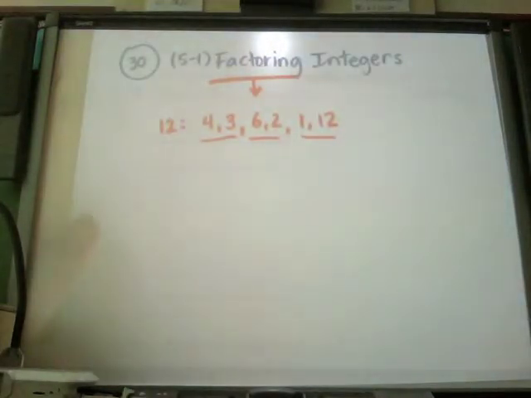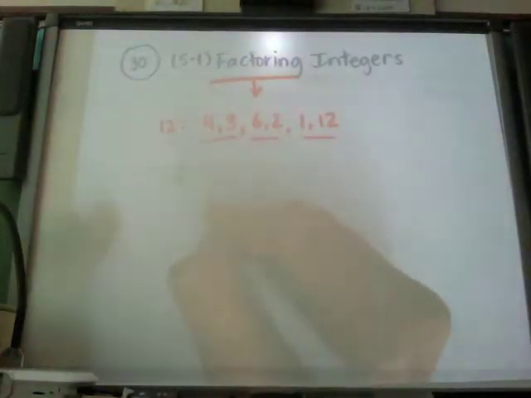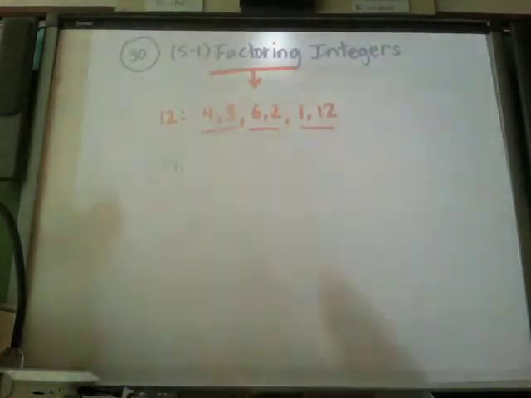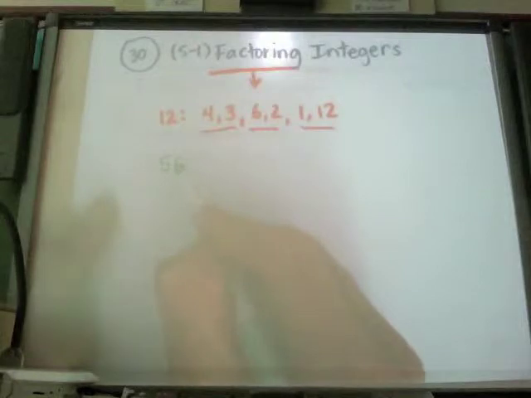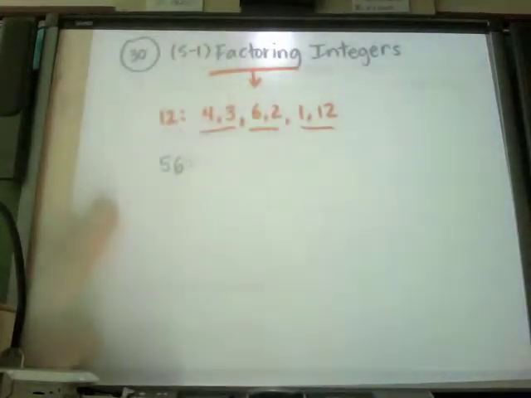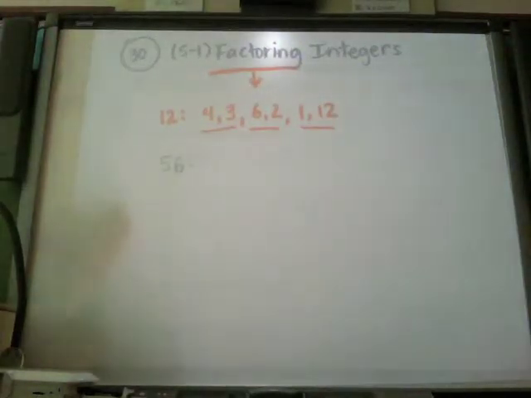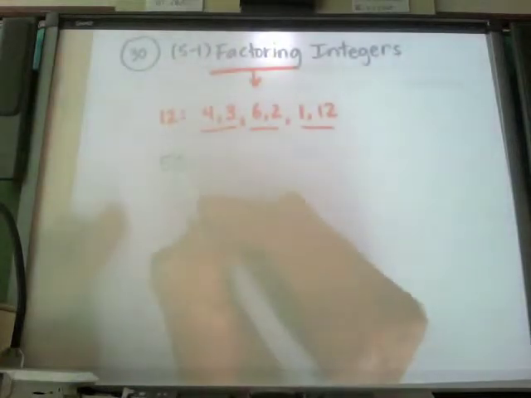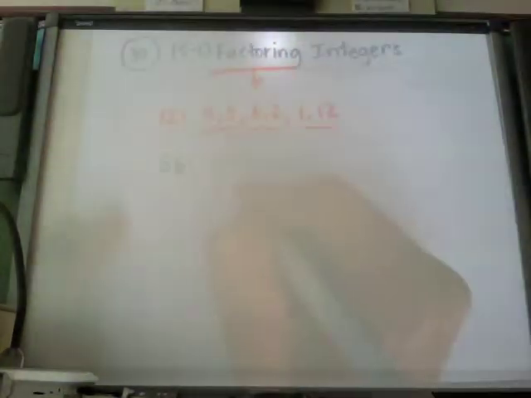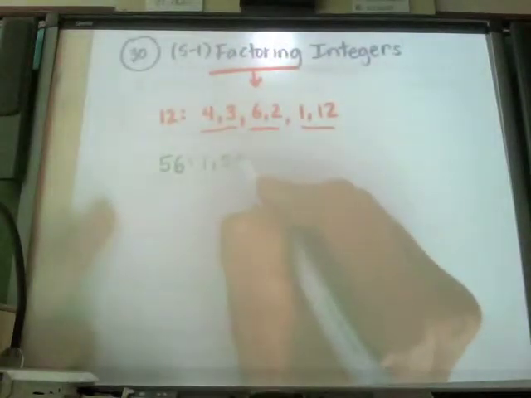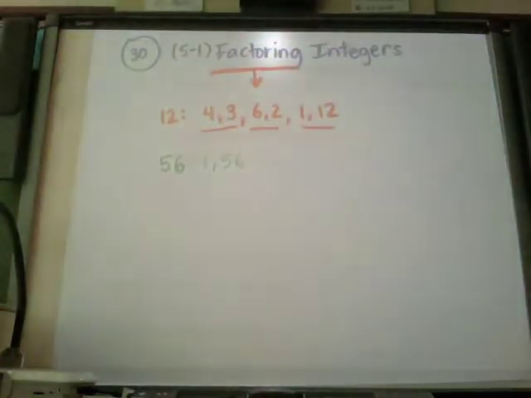Let's try a bigger number. Let's say I say, give me all the factors of 56. Now, I don't expect you to know all of them like you did for 12. I expect you to know all those for 12. 12 is a simple one. A bigger number like this, I don't expect you to know it, but I do expect you to be able to figure it out. First of all, let's start. There's always a factor of 1 and itself, right, for every single number.